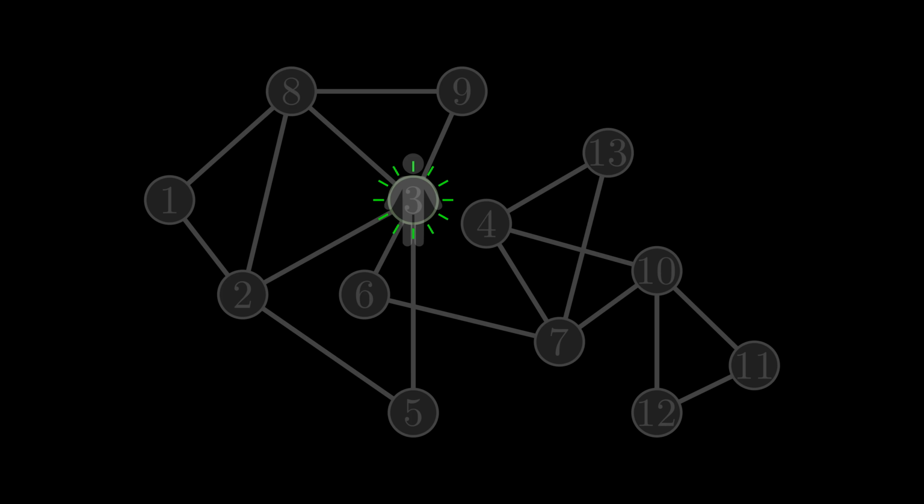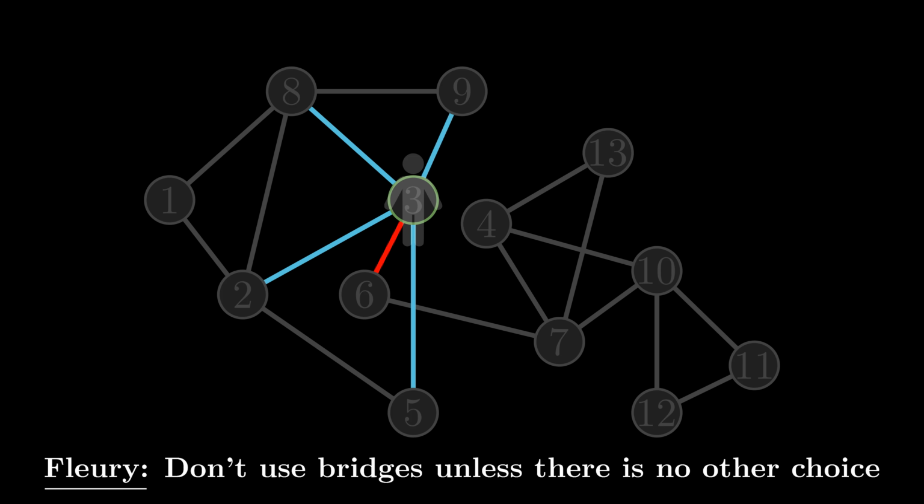Starting from node 3, it's clear that we have a variety of different edges to choose from to move to another node. And one of those edges is also a bridge. And Fleury's algorithm tells us now that we are not allowed to take a bridge in order to move to another node, unless a bridge is the only edge that can be used.